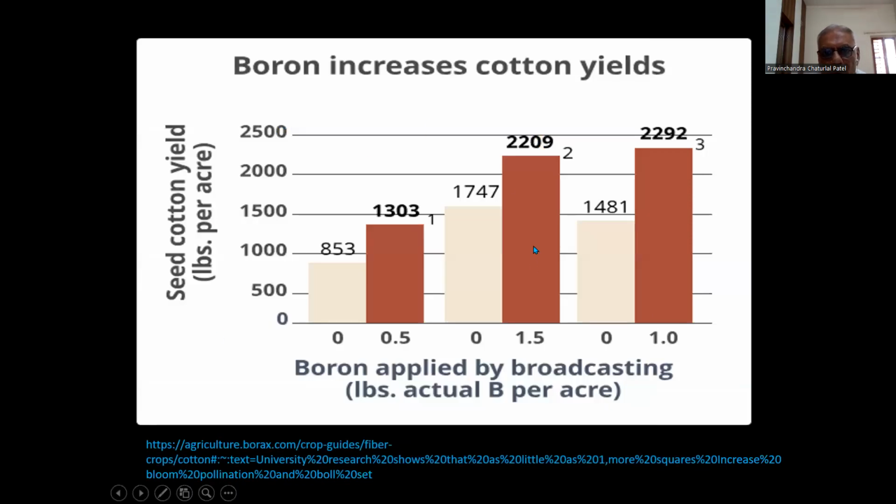Then boron increases cotton yield. So you can see here when we apply the boron by broadcasting, pounds per acre actual B per acre, then you can see here the control. Then we can get the higher production of seed cotton yield, pounds per acre. Here 2292 when there is 1 pound of boron.